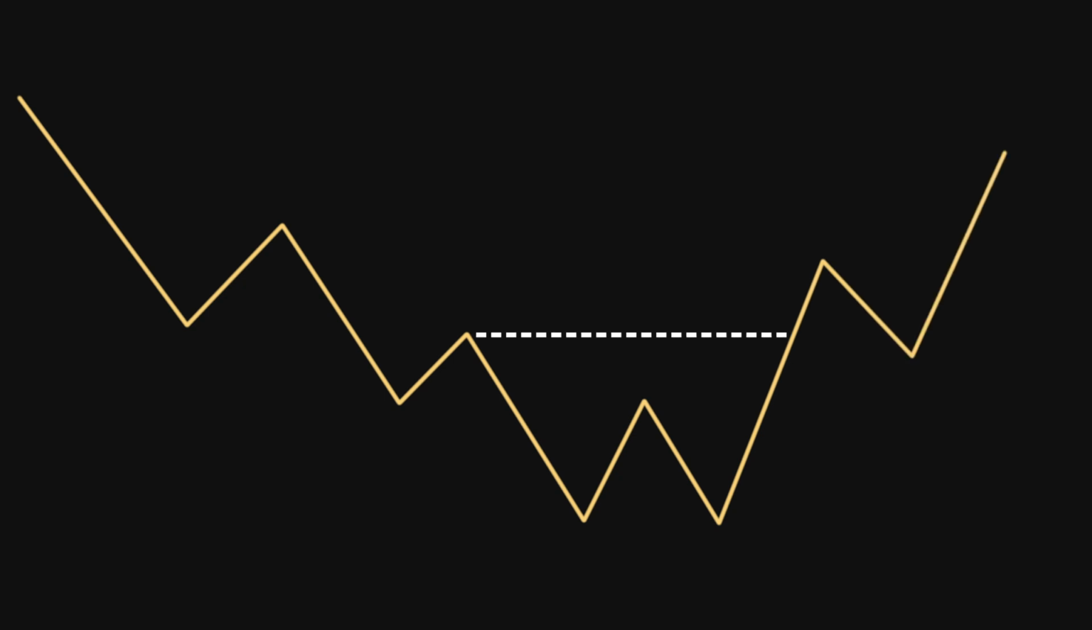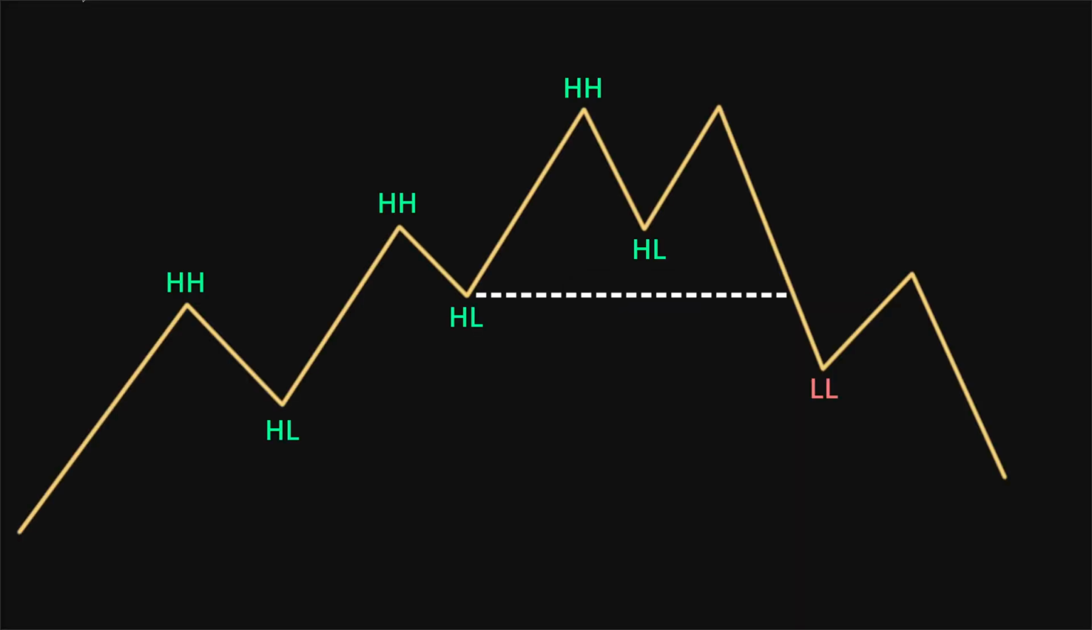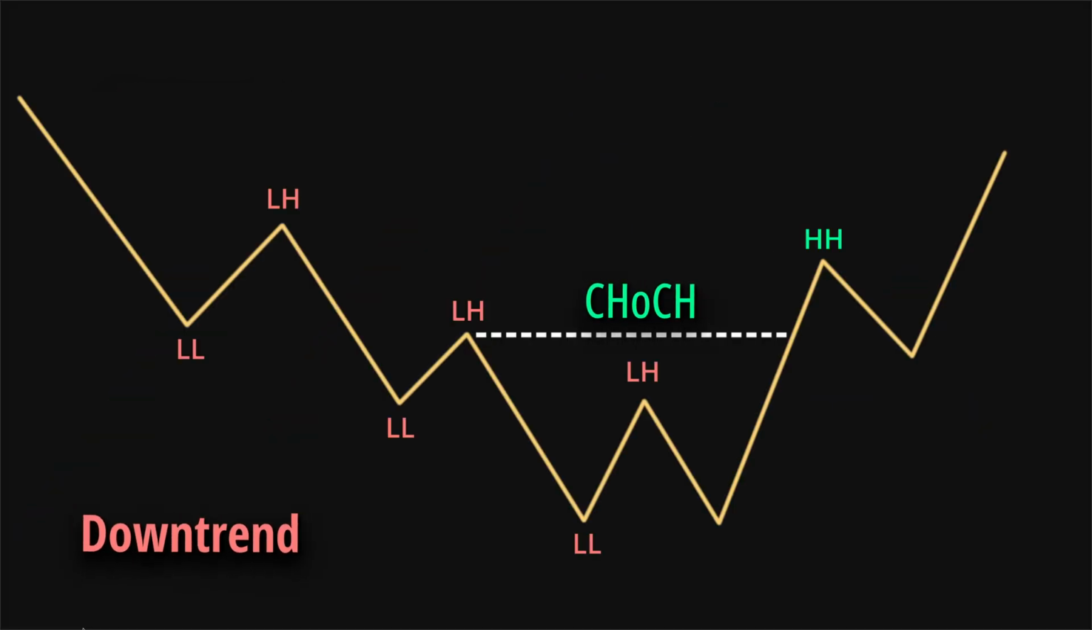Change of character, CHOCH, indicates when the prevailing trend structure has been compromised and reversal becomes probable. It occurs when, in uptrends, price breaks below the most recent major low. In downtrends, price breaks above the most recent major high.